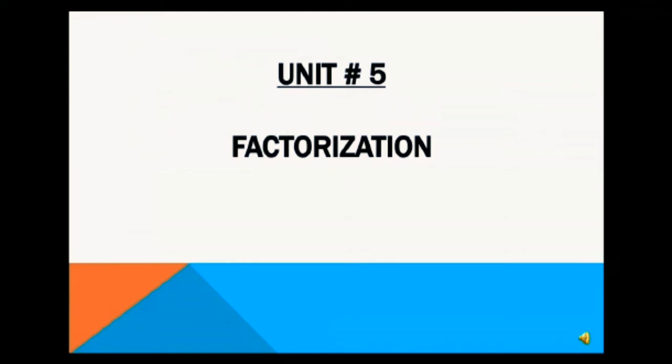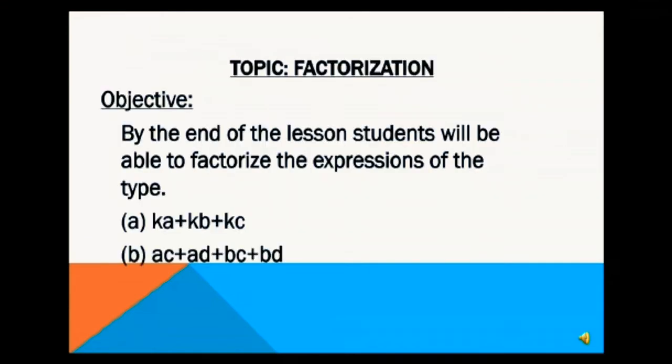Unit number 5, factorization, we are going to start. So the topic is factorization, and the objective will be, by the end of the lesson, students will be able to factorize the expressions of the type: first is ka plus kb plus kc; second is ac plus ad plus bc plus bd.